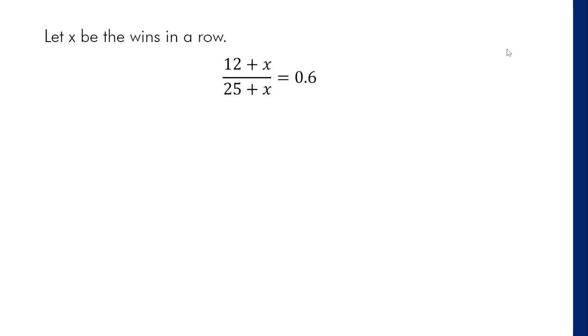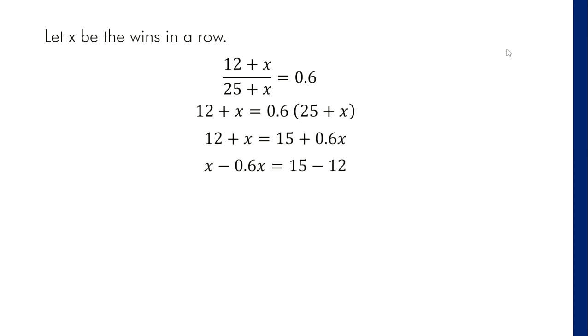We need to add, of course, to their number of wins in the league, and also to the total number of games that they have played. So we add that x on both the numerator and the denominator. Then let's simplify. Cross multiply. So that's 12 plus x is equal to 0.6 times the quantity 25 plus x. Simplifying that, we obtain 12 plus x equals 15 plus 0.6x. Then, combining like terms, x minus 0.6x is equal to 15 minus 12.